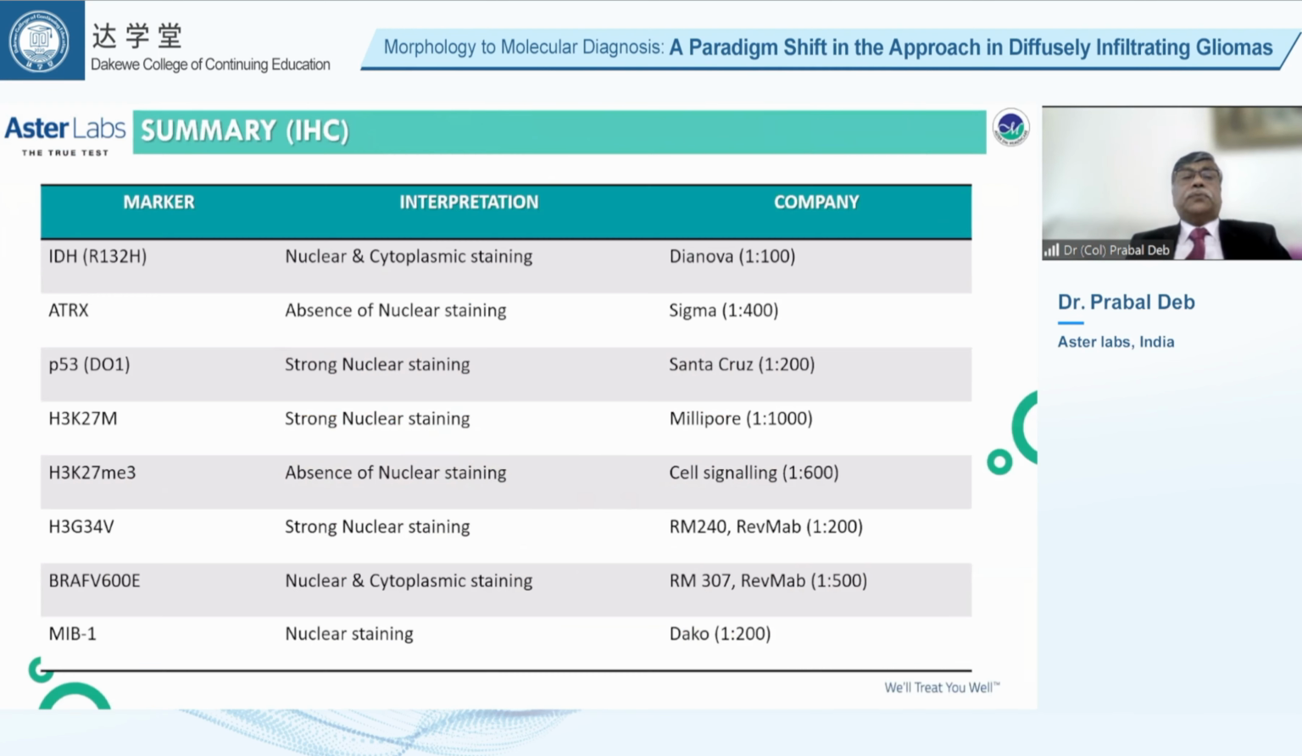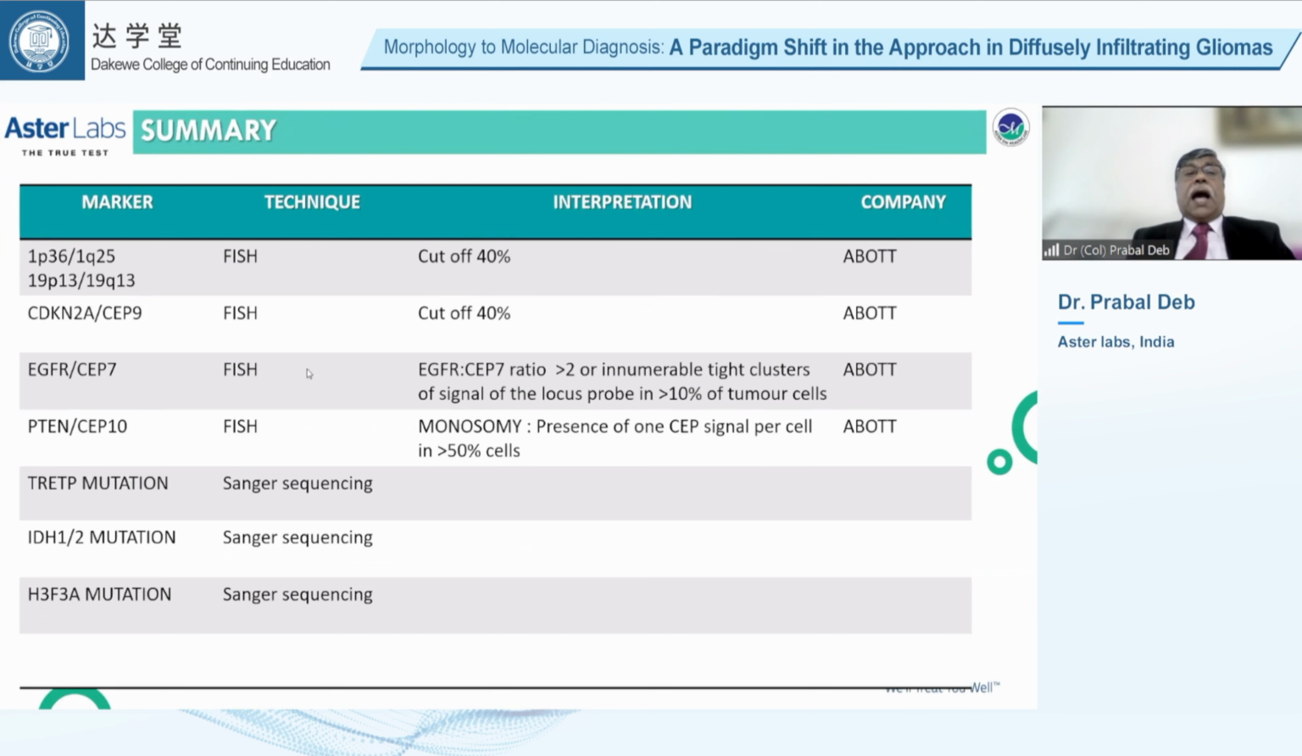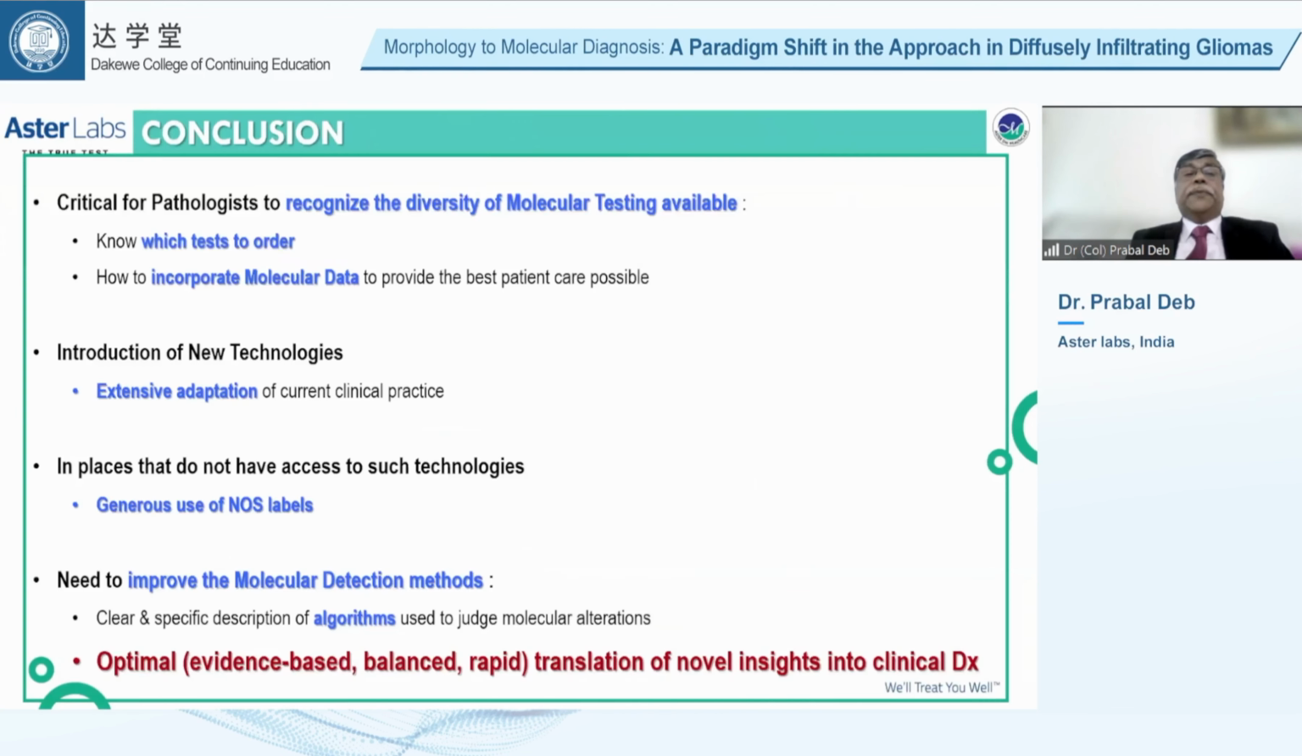And to summarize, the various IHC markers that I have been mentioning. These are the various IHC markers, the interpretation, how to see it, whether it's nuclear or cytoplasmic, and the generally recommended or standardized clone that is being used. And here, these are the new markers, ones which are done by FISH, and the cutoff, using which clone, and the other ones which can be done using Sanger sequencing.